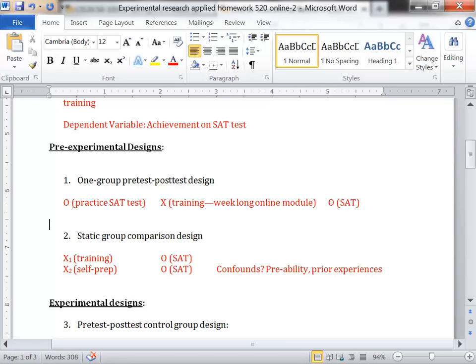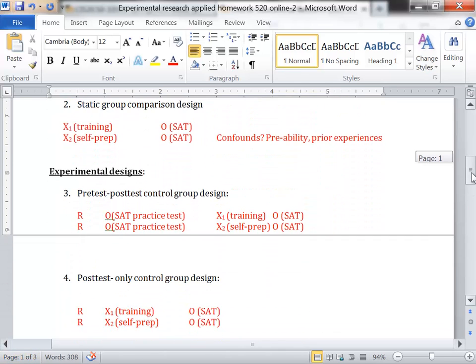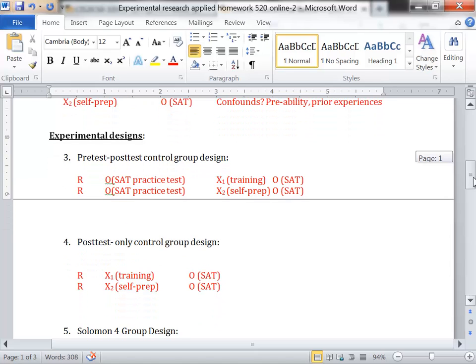So again, pre-experimental designs serve their purpose to kind of get a sense of what's going on, but in order to really determine whether or not there's a causal effect of the training, we have to use an experimental design. So the next experimental design, pre-test, post-test control group design, you'll see that we do have the randomization here, and then we have our practice test. This is our pre-test.